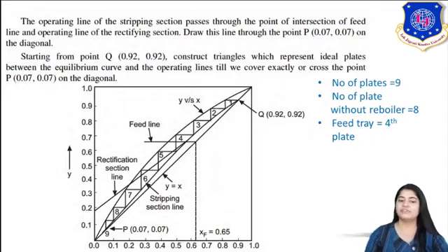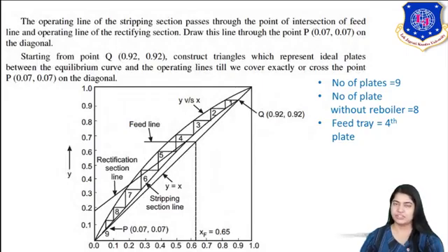So that way you are plotting, you are constructing your triangles. Hence, what is the number of triangles, the number of plates, which you get? That is 9 triangles. Your last stage is your reboiler. If you neglect it, then the number of theoretical plates in your column is 8.